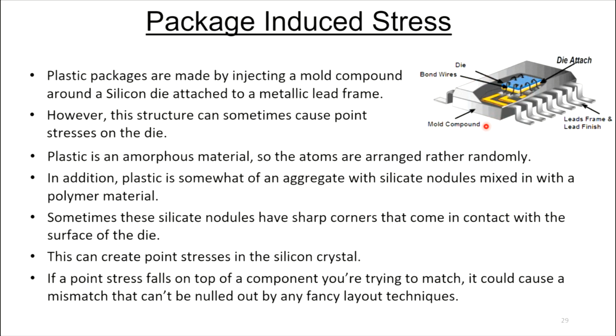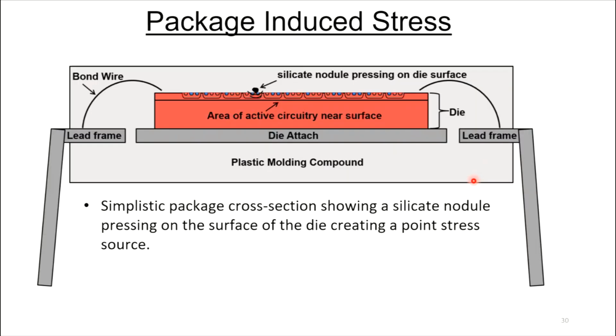Now, if a point stress falls right on top of the component you're trying to match, it could cause a mismatch that can't be nulled out by any of these fancy layout techniques I've talked about earlier, like common centroiding or ABBA. And to illustrate this, I have a very simplistic package drawing here. This is a plastic package. We're kind of looking at it end on here. We have our leads and lead frame here. We have our die attached to a die attach paddle. The die is represented by this red box here.